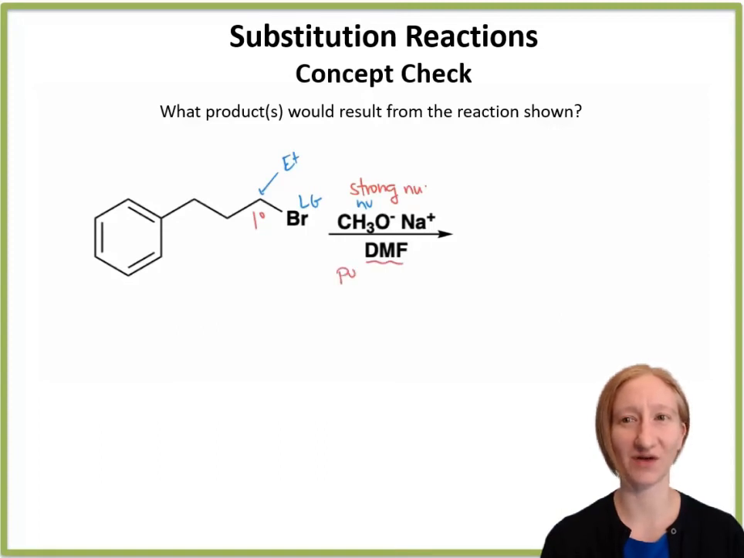The nucleophile is also a strong nucleophile, methoxide, and the reaction is run in a polar aprotic solvent. All of these reaction features favor the SN2 pathway.